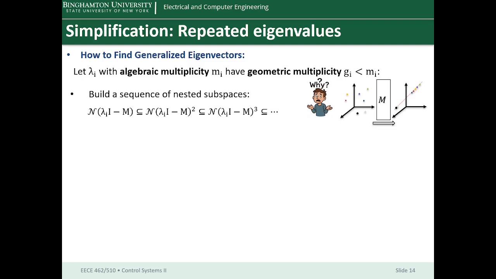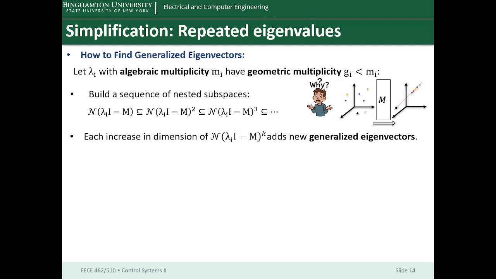So as we go to a higher power, the rank of the matrix decreases. And by the rank-nullity theorem, when the rank decreases, the nullity, that is the dimension of the null space, must increase. This gives us a simple but powerful insight. Each time the dimension of the null space increases, a new generalized eigenvector has been created.